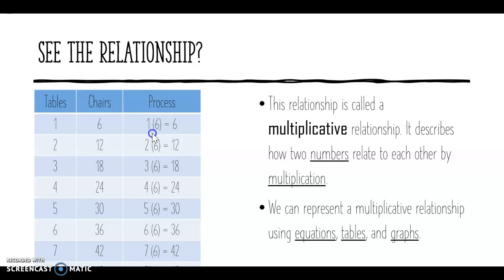Now I wrote it like this specifically because that's how you're going to be expected to write it in 7th and 8th grade and in high school eventually. So I want you to get used to writing it like that. Remember, whenever you have a number on the outside and then you have parentheses around another number, that means multiplication. So this means 1 times 6 equals 6, 2 times 6 equals 12, and so on and so forth. Now we can represent these multiplicative relationships using equations, tables, and graphs. We already represented it using tables, and we're going to talk about how to use it for equations, and then you can use that for graphing as well.